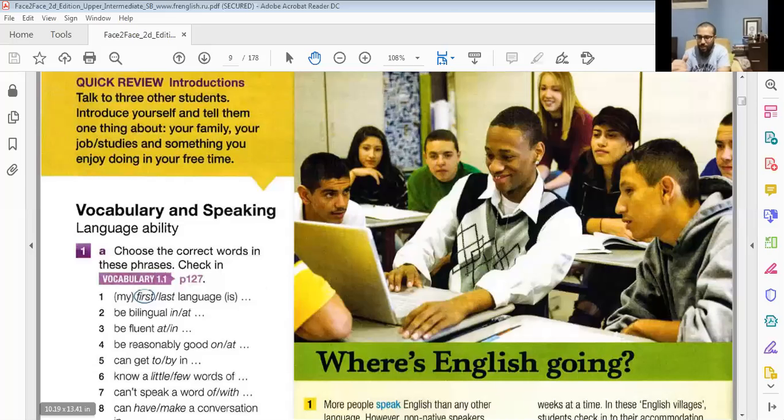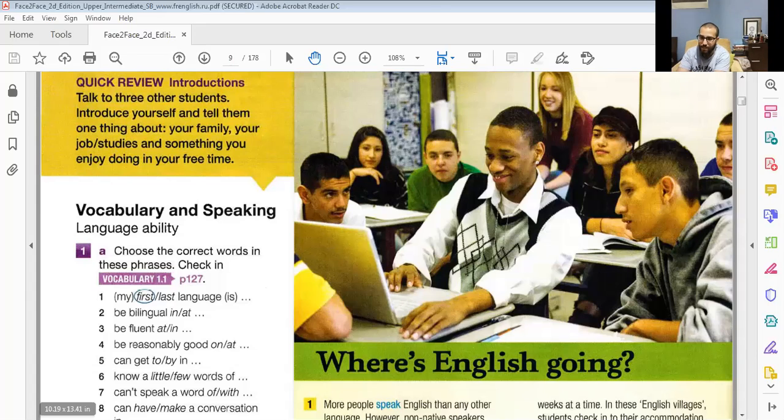Because one of the ways in which the European Union assesses languages or rates the different levels, they have a standardized system which is called CEFR, Common European Framework. And the idea is they rate languages from A1, which is beginner, then A2, which is intermediate. Then you have B1, which is usually pre-intermediate. B2 is usually upper intermediate.